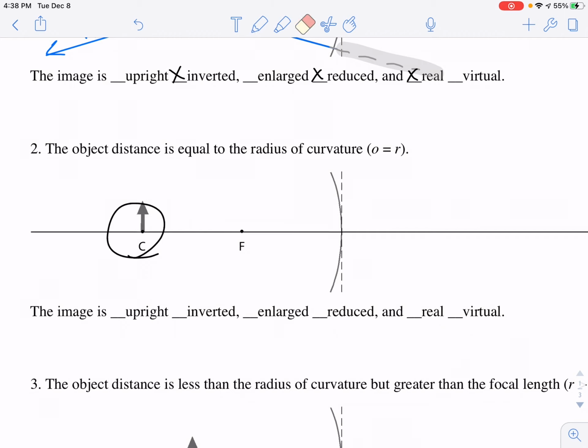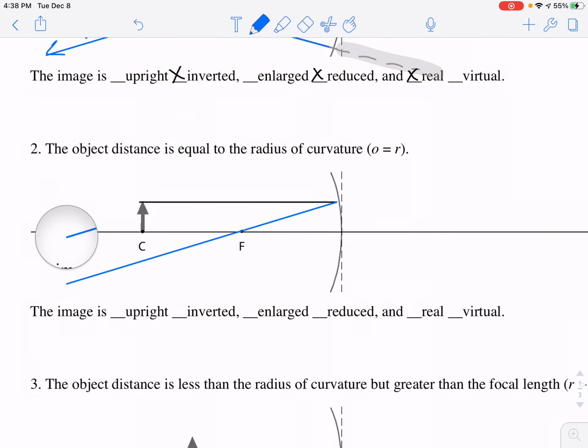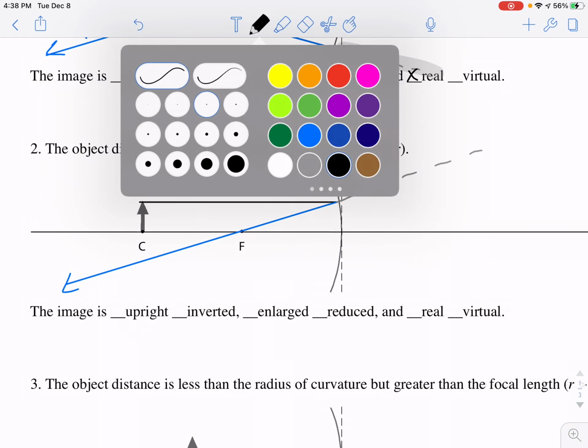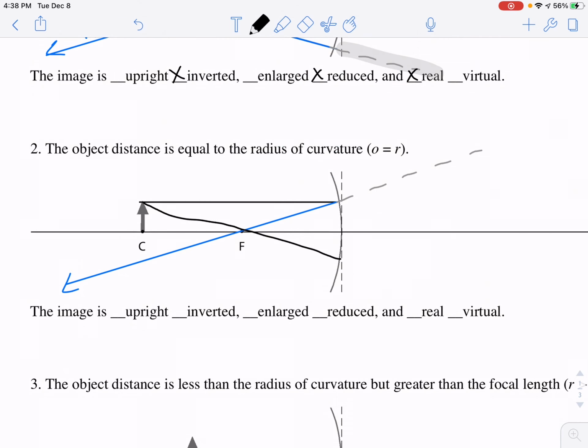First ray never changes. We're going to go parallel to the principal axis, and we will reflect through the focal point. Draw your back ray. The second ray is a converse of the first ray. The second ray goes through the focal point and reflects parallel. Again, draw your back ray.